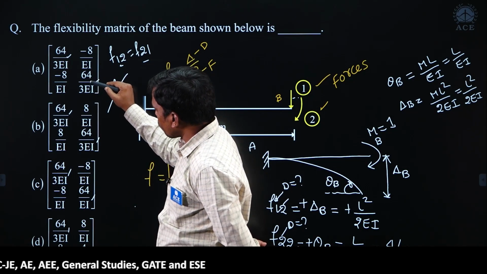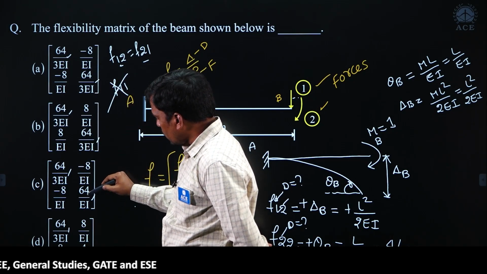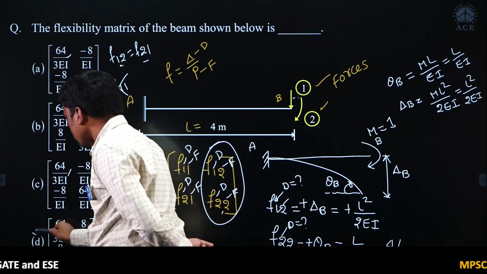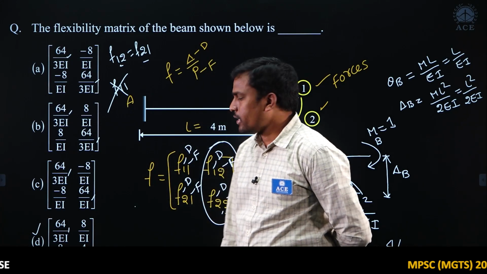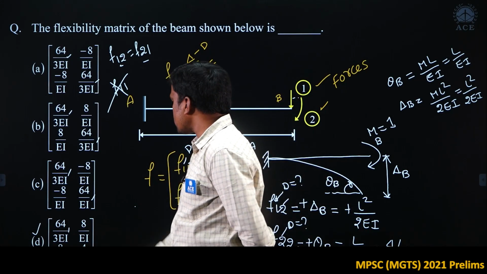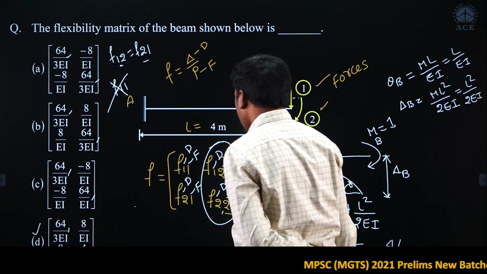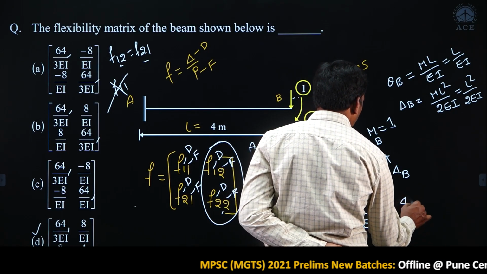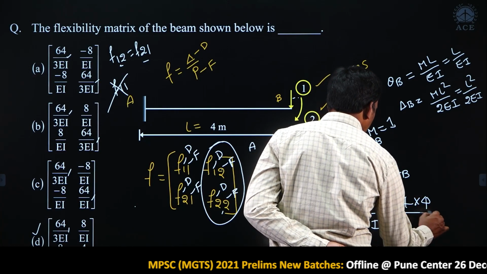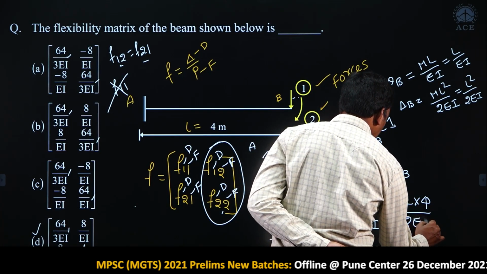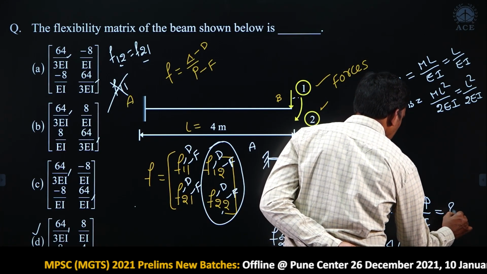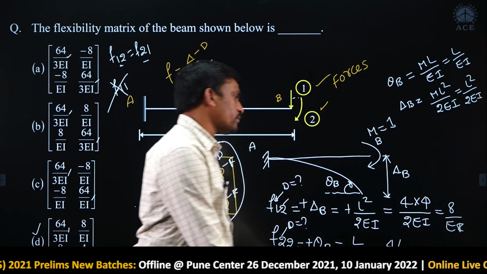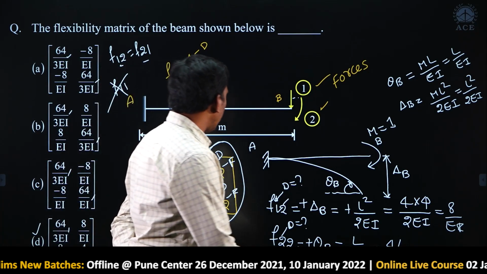So this is not 4 by EI, not 4 by EI. Yes, this is the 4 by EI, right? Then option D is correct. Only in option D is 4 by EI there. Okay, then can you find this one please? Then this is 8 by EI. Okay, right, note down please.